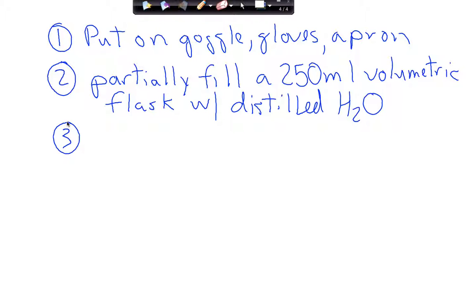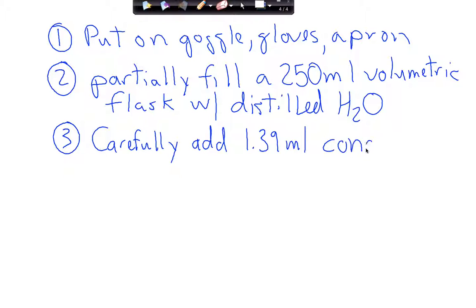Then, guys, number 3. Carefully add 1.39 milliliters concentrated H2SO4. That's why we did the math.